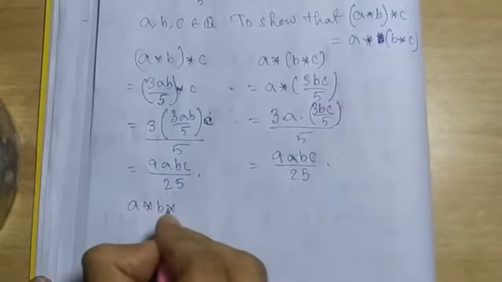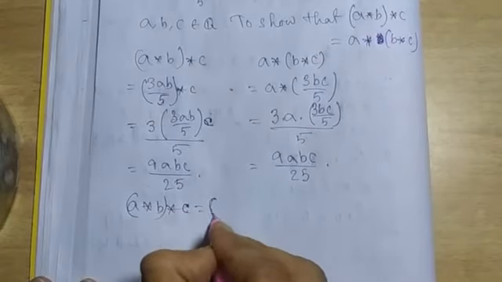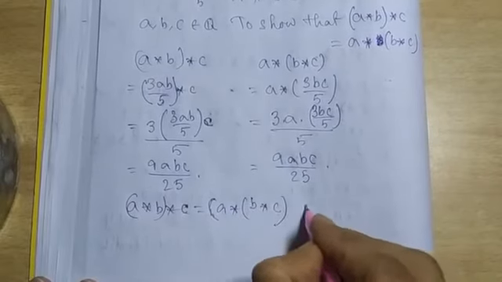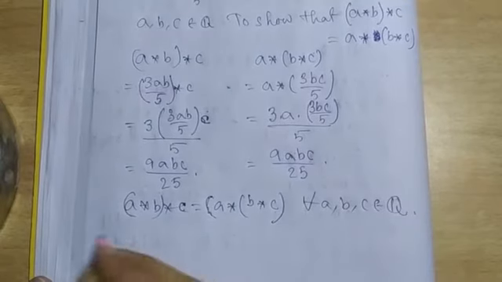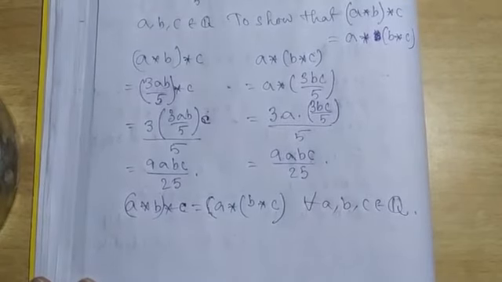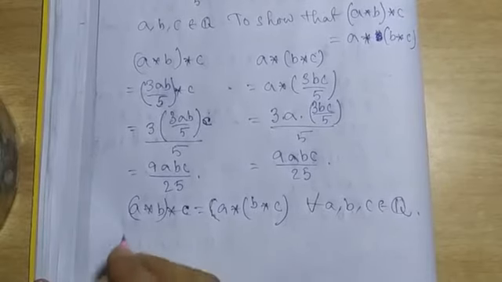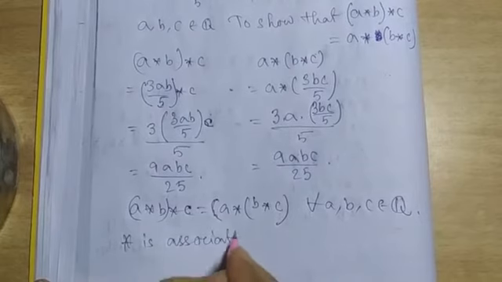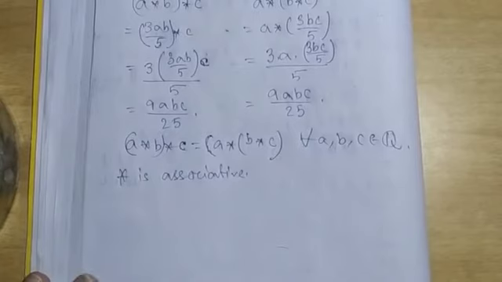So clearly (A star B) star C is equal to A star (B star C) for all A, B, C belonging to Q. You have to write these statements, otherwise it will not be a complete solution. So in this manner we can say star is associative. So these easy things we have to do here. So you can easily obtain these 2 marks.